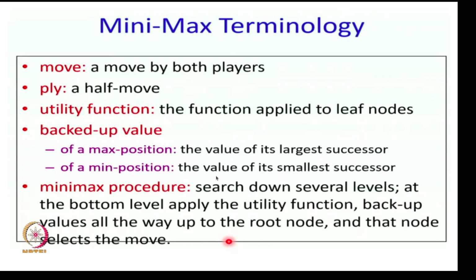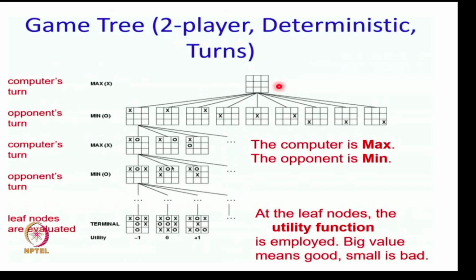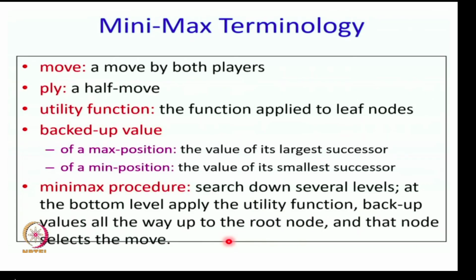Yeah, so the utility function we talked about. Now, backed up value, what does that mean? This is very important and please try to understand. Backed up value of a max position is the value of its largest successor. So you will have this scenario, right? Let's say here at the end either you win, +1 you are getting, and this is the third situation. So you need to check backward which state was good for that, and you need to back up the situation. You need to give more importance to that state. This is the meaning of backed up.